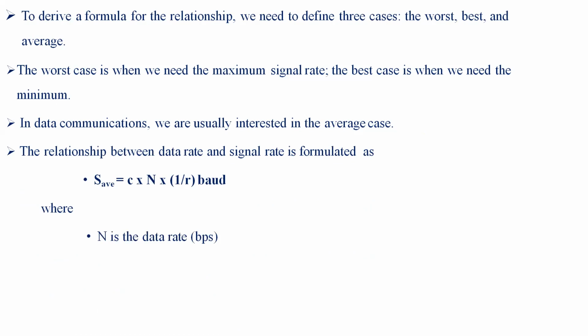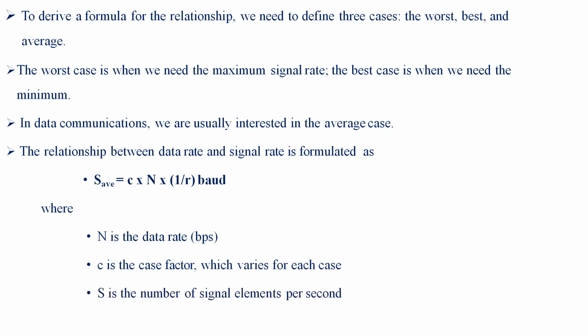Here N is the data rate, measured in bits per second, and C is the case factor, which varies for each case. S is the number of signal elements per second, that is, how many signal elements are transferred each second, and R is the ratio which defines the number of data elements carried by a signal element.